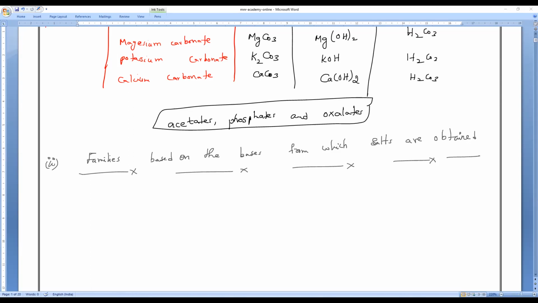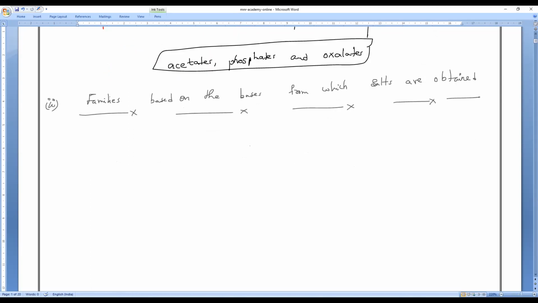Understand? Yes. That's all. Write it. So, family of salts based upon the base. Serial number 1. So you can keep it as headings. Serial number, family of salt.